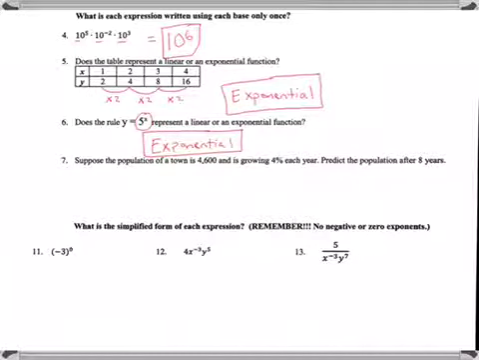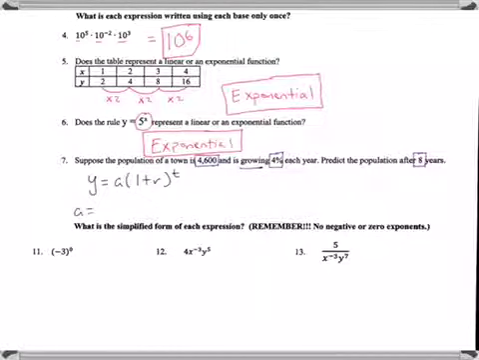Question 7, suppose the population of a town is 4,600 people and is growing at 4% each year. Predict the population after 8 years. So this is exponential growth. So y equals a times 1 plus r to the t power. And I know that my initial value a is going to be 4,600. My rate in this case as a decimal is 0.04, and my time is 8 years.